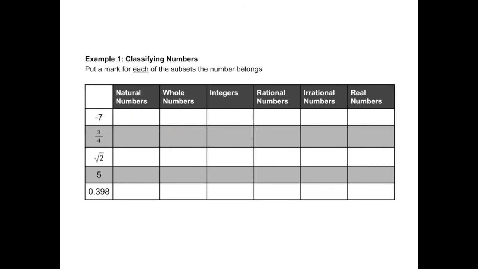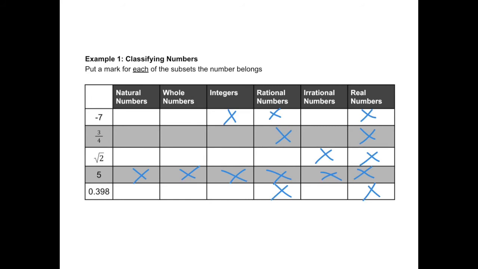The first column that I can put -7 in is an integer, which means it's automatically a rational number, which means I skip irrational and just go straight to real. The number 3/4 is a fraction, so that puts me straight at rational and real. Okay, so go ahead and see if you can finish off this chart. Go ahead and pause the video, finish off this chart in your notes here, and compare them in the next couple seconds.